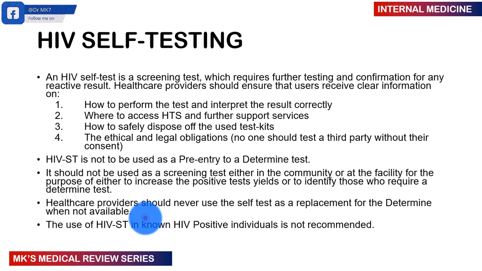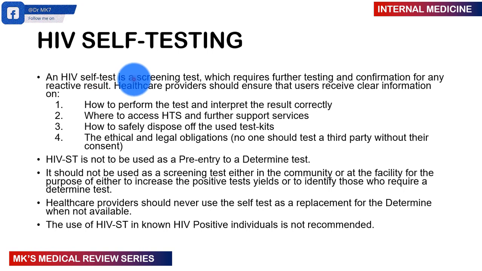So an HIV self-test actually is a screening test, and it requires further testing. So even if you test yourself at home, we should test you further if you found yourself to be positive at home, and we should confirm any positive results. The negative results, there's no need to reconfirm them. Then we should provide services and information on how to test yourself, how to interpret the results correctly, where to access HIV testing services and other further services, how to dispose of these testing kits safely, and of course the ethical and the legal obligations.